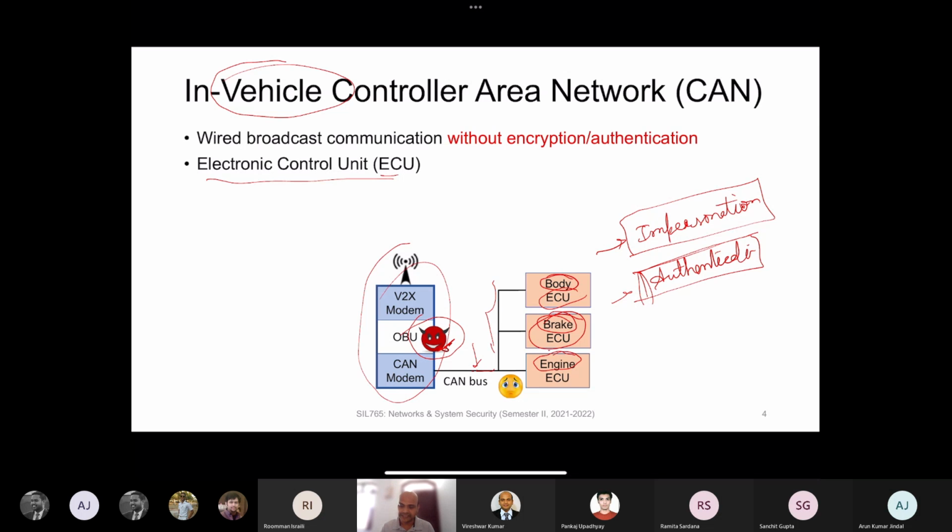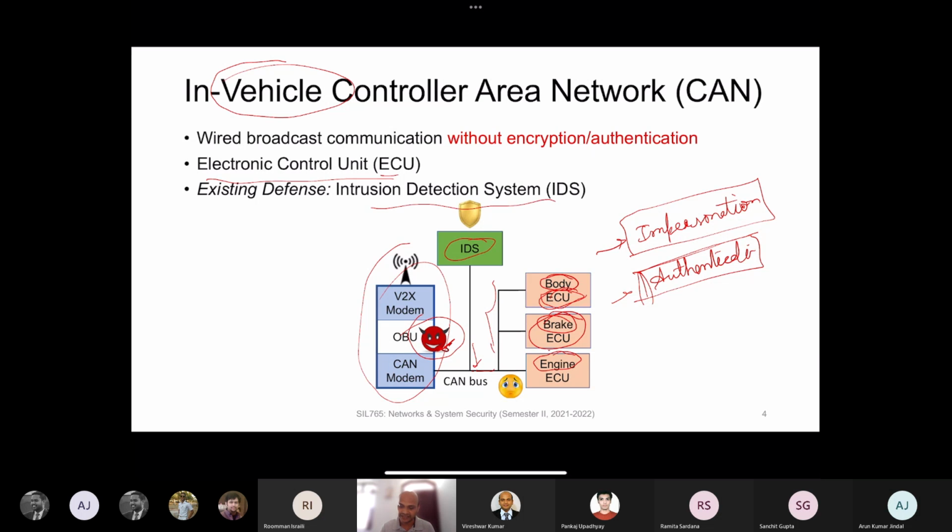But in vehicles, these electronic control units do not have significant energy to utilize these cryptographic algorithms, and therefore what has been proposed as a defense for the in-vehicular network is to use an intrusion detection system, IDS, which will monitor the traffic on the in-vehicular network, the controller area network, CAN bus, and by looking at the traffic, it will try to identify whether there is an attack or no attack.